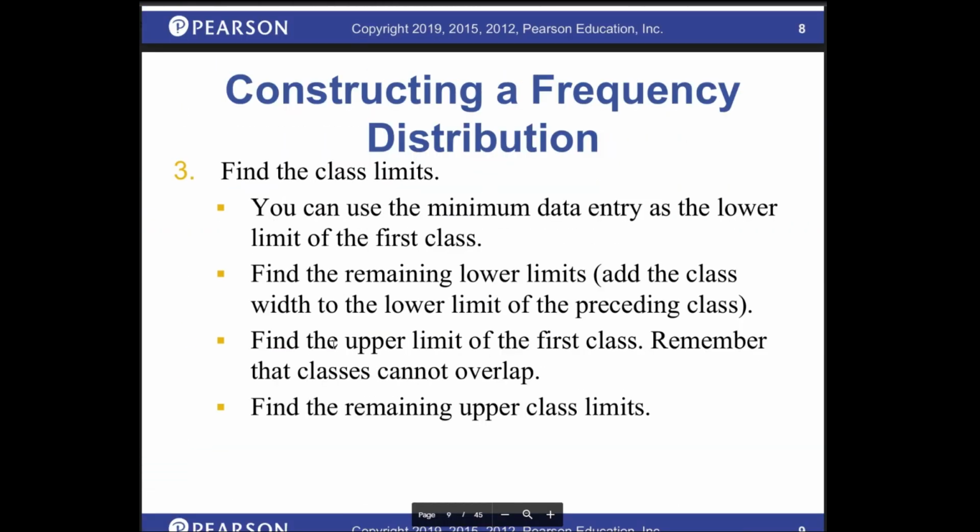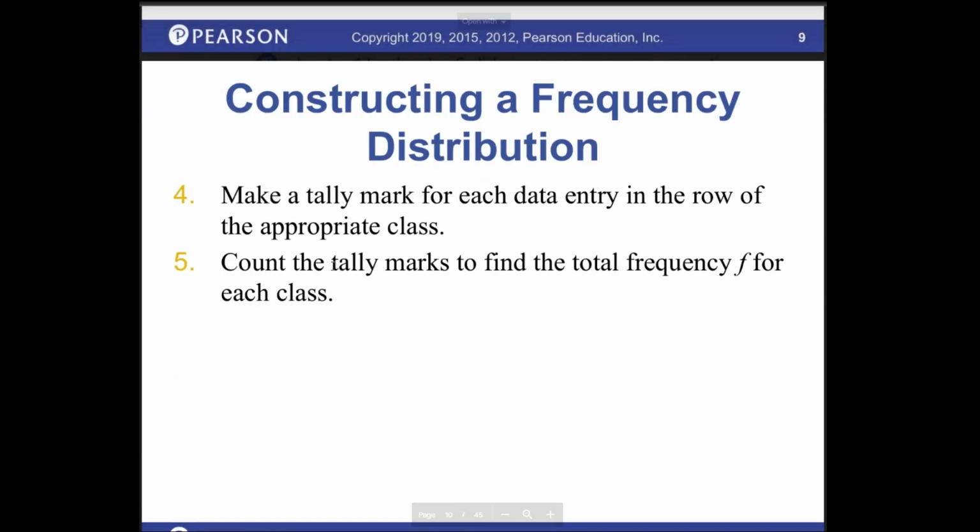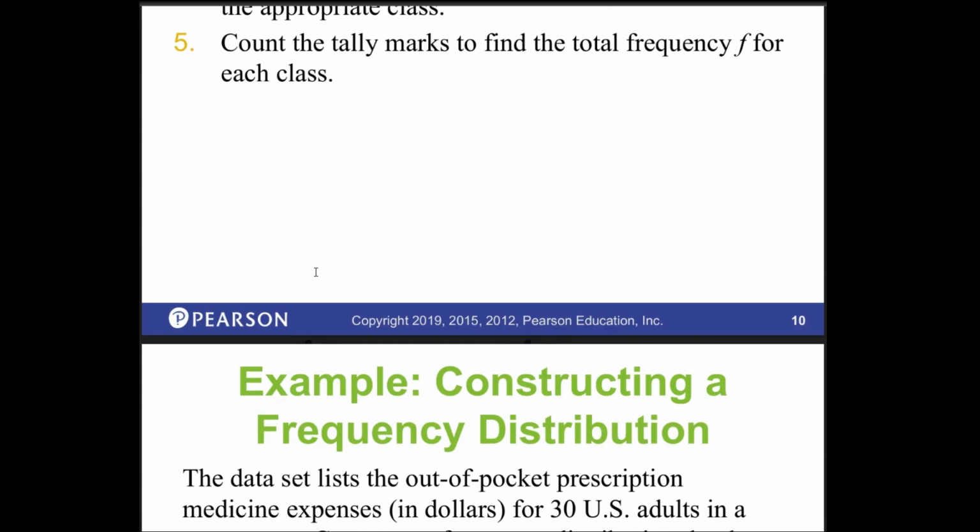And then find the class limits. You can use the minimum data entry as the lower limit of the first class. Find the remaining lower limits: add the class width to the lower limit of the preceding class. Find the upper limit of the first class. Remember that classes cannot overlap. Find the remaining upper class limits. And then make a tally mark for each data entry in the row of the appropriate class. Count the tally marks to find the total frequency, f, for each class.